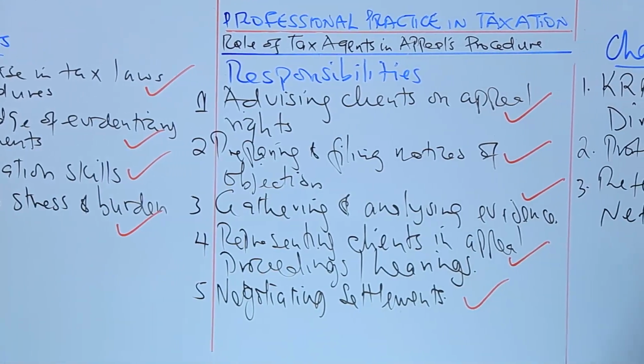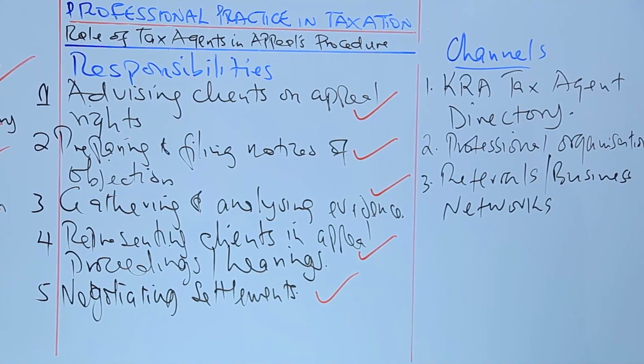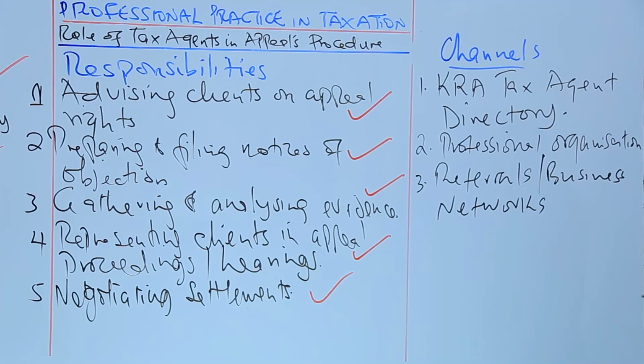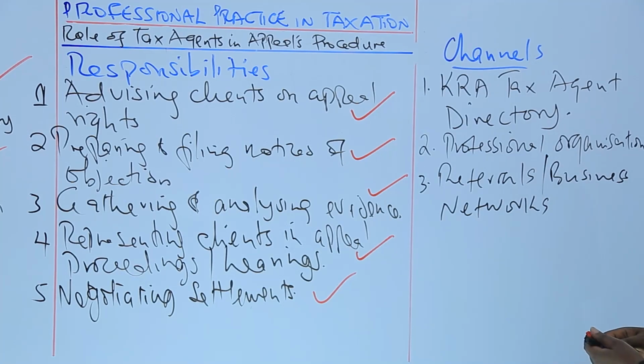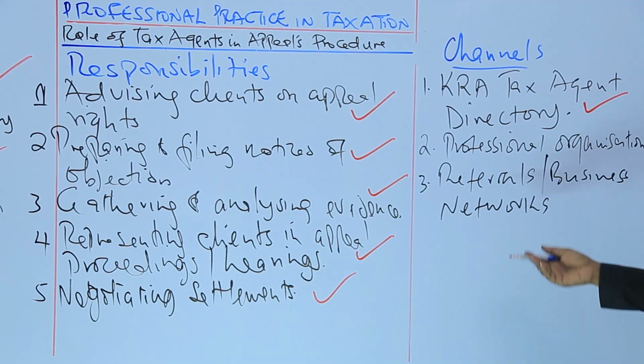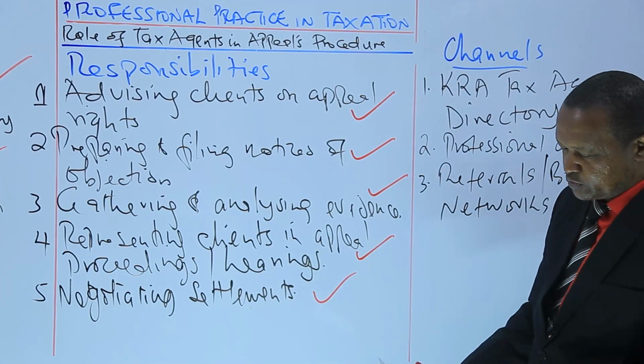Then we finally highlighted 3 sources or channels through which a taxpayer can find tax agents in appeals. The first one is by examining or checking the KRA tax agent directory. Then number 2, professional organizations like ICPAK and other organizations that may have lists of members with expertise in tax appeals. Then lastly, referrals or business networks. I'm going to stop at that, but before then I'll read today's revision questions.